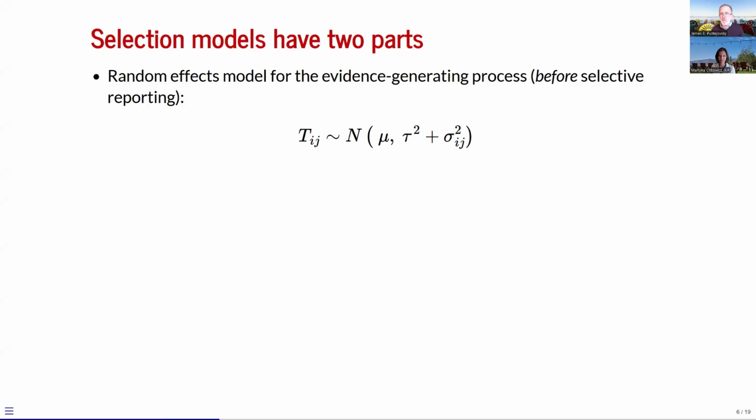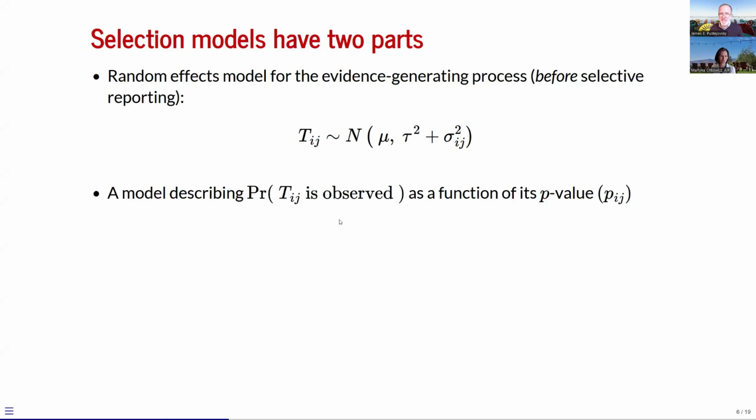Most models use a familiar model, something like a random effects model, where each effect size estimate is distributed normally around some mean. There's some heterogeneity variance, we'll call that tau squared, and then there's some sampling variance, we'll call that sigma squared. The second part of the model describes the probability that an effect size estimate that has been generated is actually observed and is available for meta-analysis. Selection models assume that this probability can be affected by the p-value from the effect size estimate. We'll call that Pij.